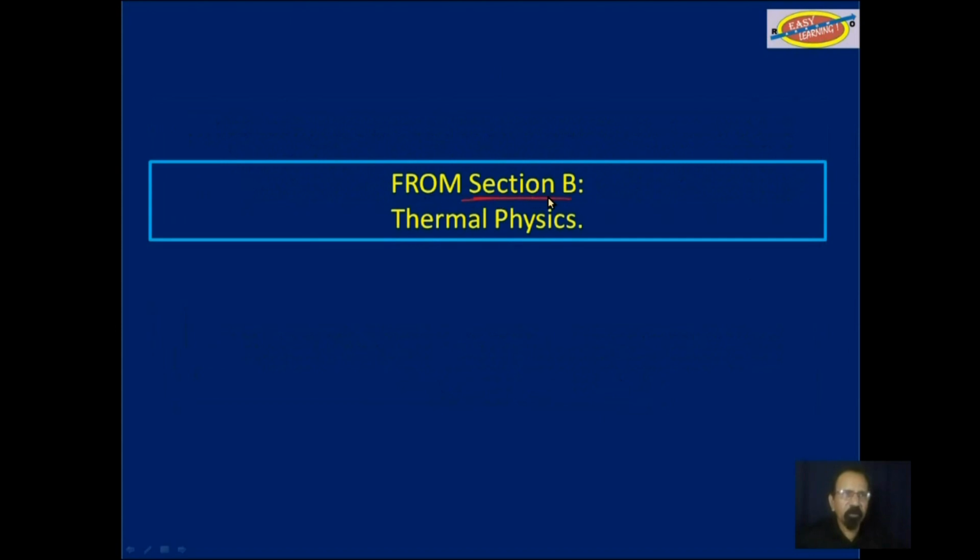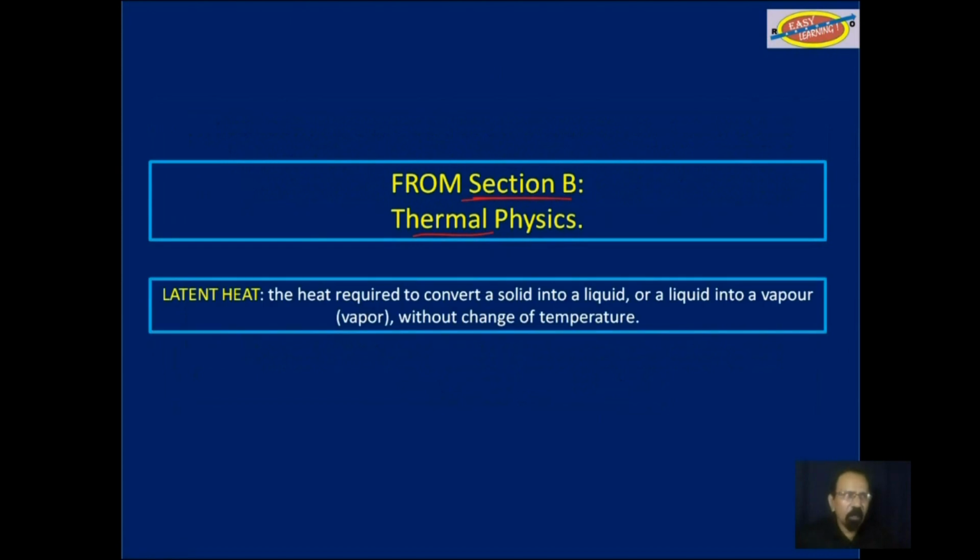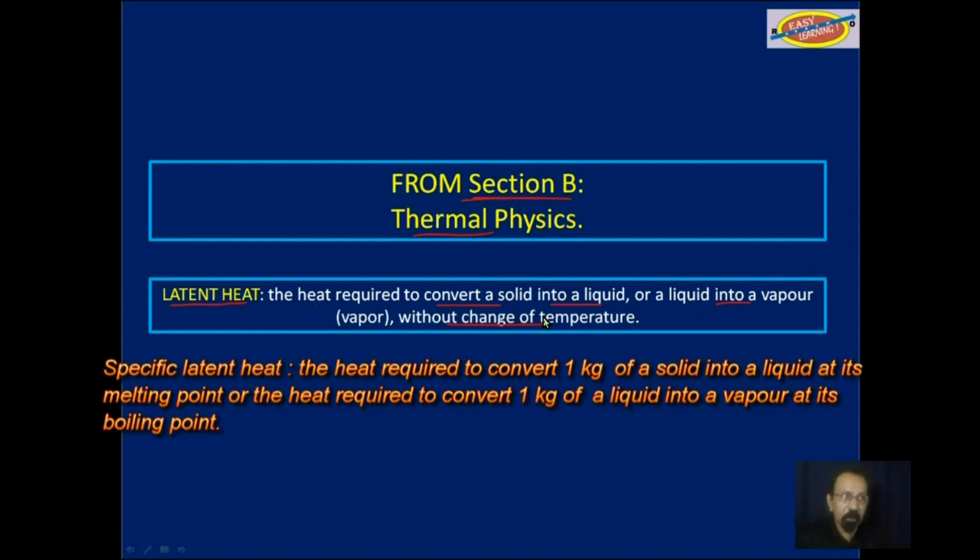We are at section B, entitled Thermal Physics. And in this video, we will be talking about latent heat, which is defined as the heat required to convert a solid into a liquid or a liquid into a vapor without a change in temperature. That is latent heat. But we will be dealing more with specific latent heat that has to do with 1 kilogram of such a substance.